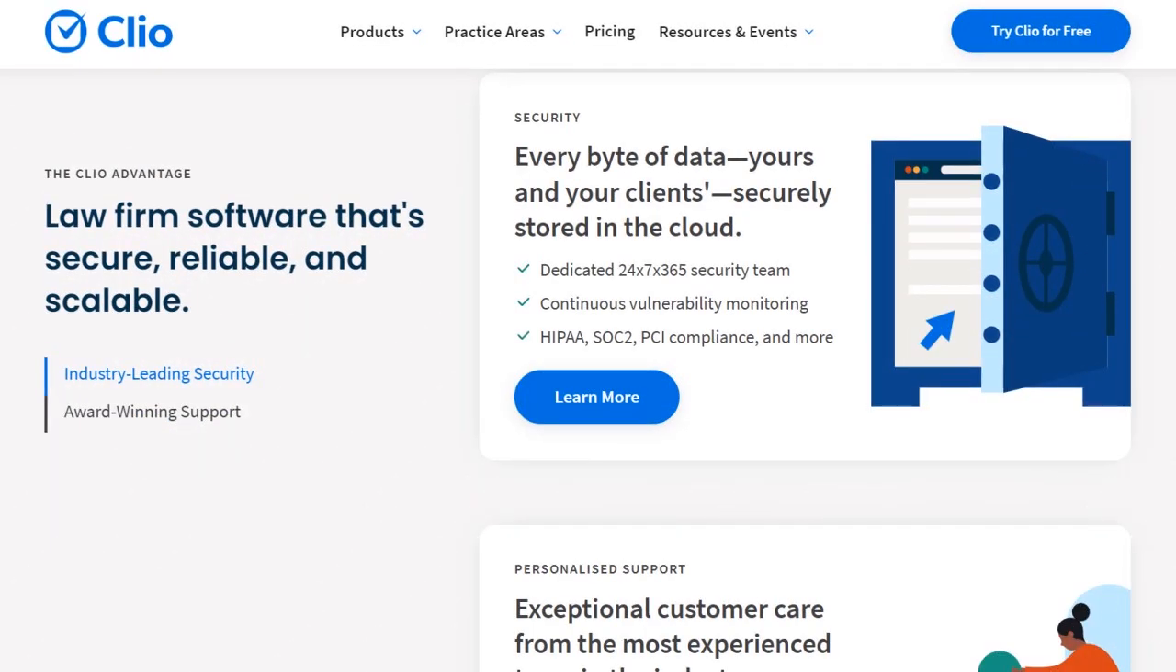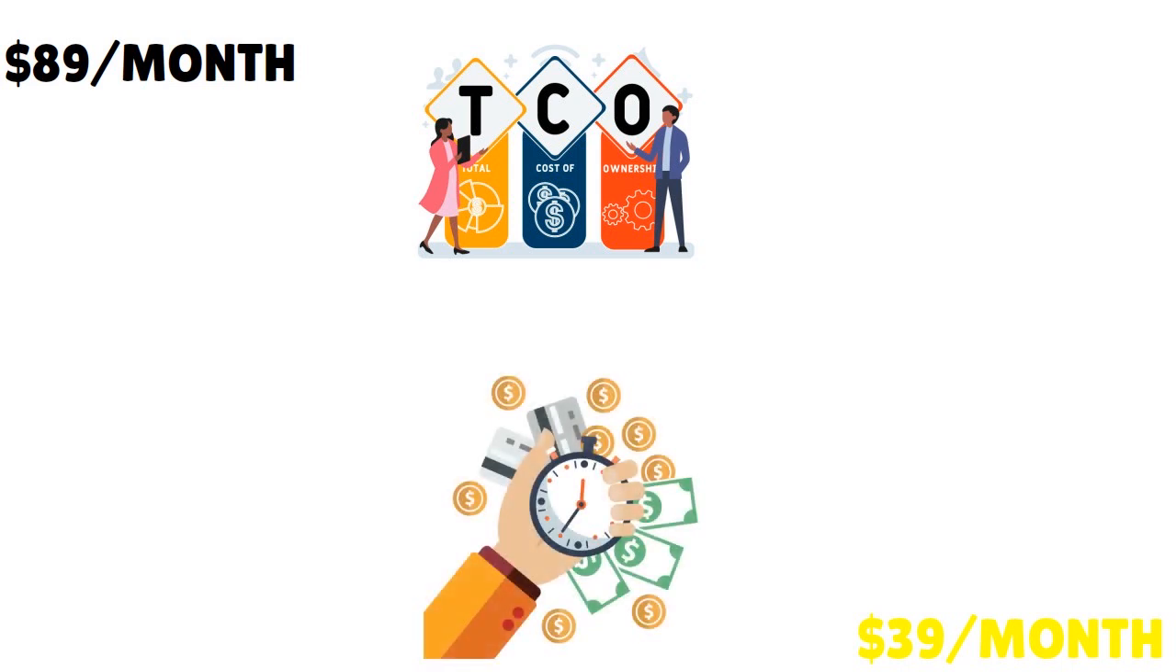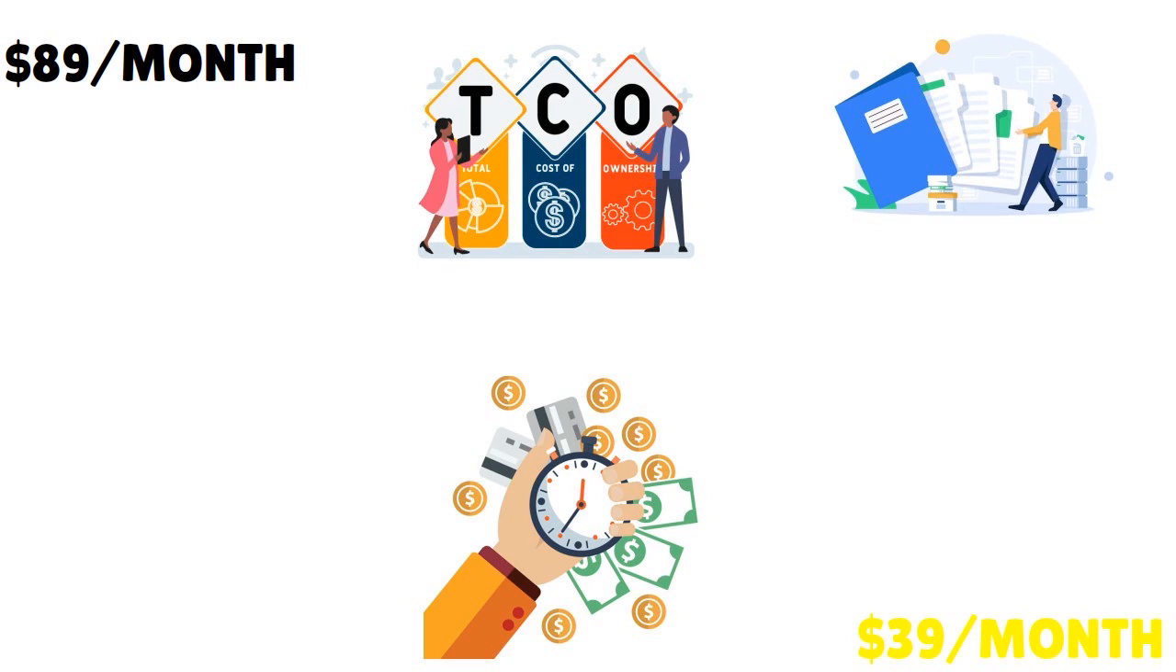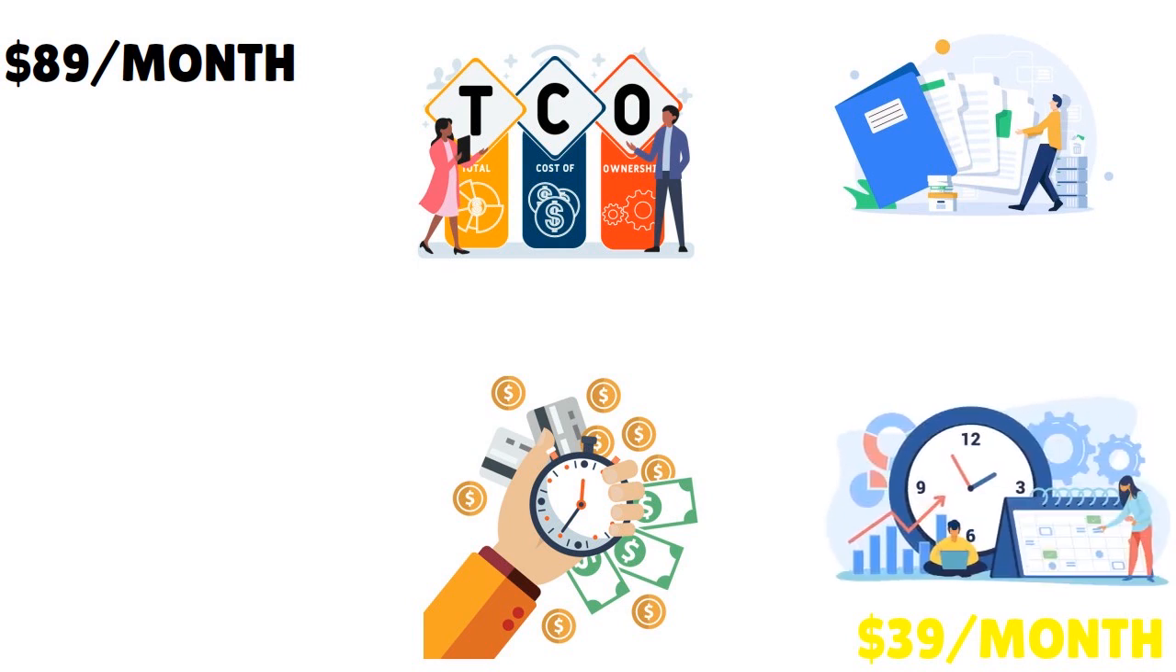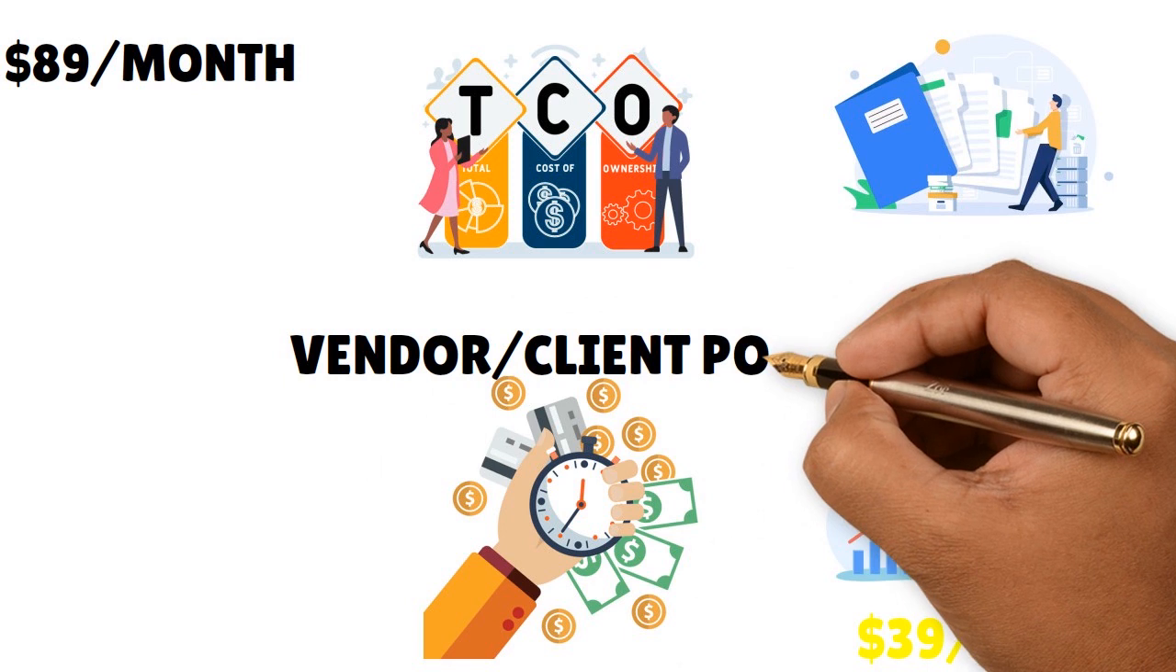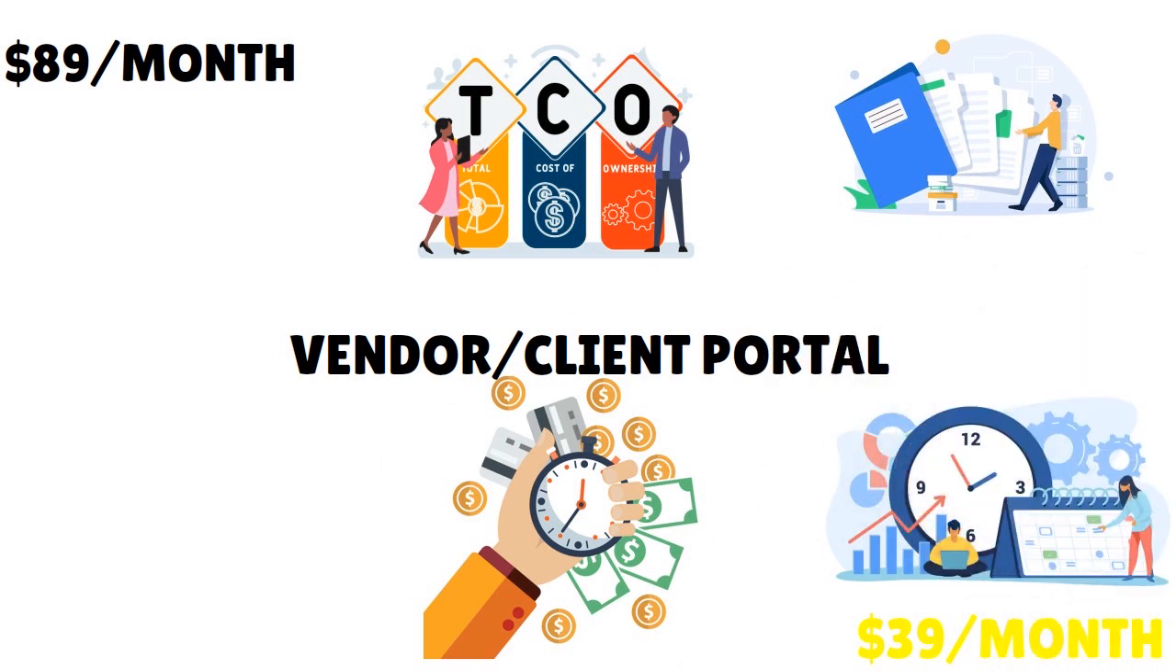Let's now talk about the features here. So which software includes more or better features? When you think about Clio, there are some quintessential features you need to pay attention to. You have time and expense tracking, billing and invoicing, document management, task management, and a client portal. So that's Clio, and basically you have an all-in-one solution here.